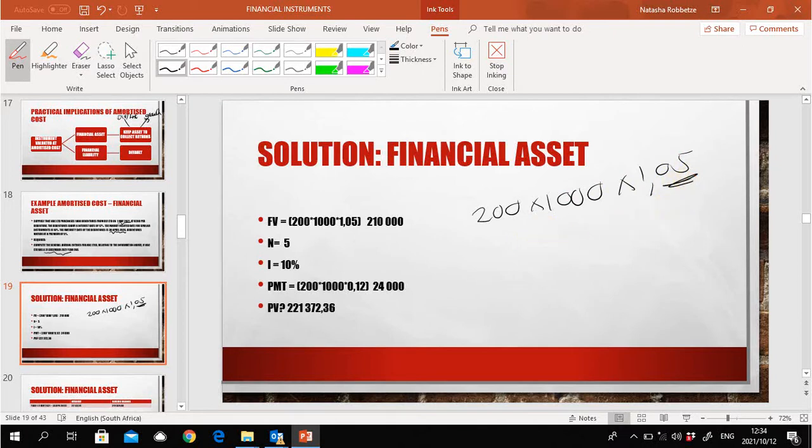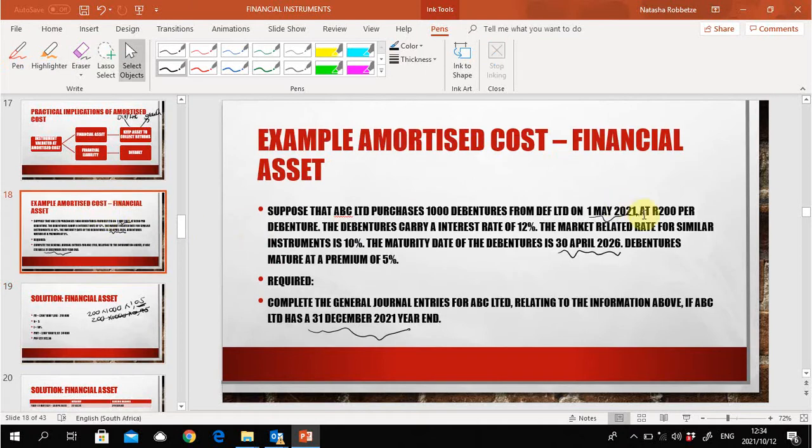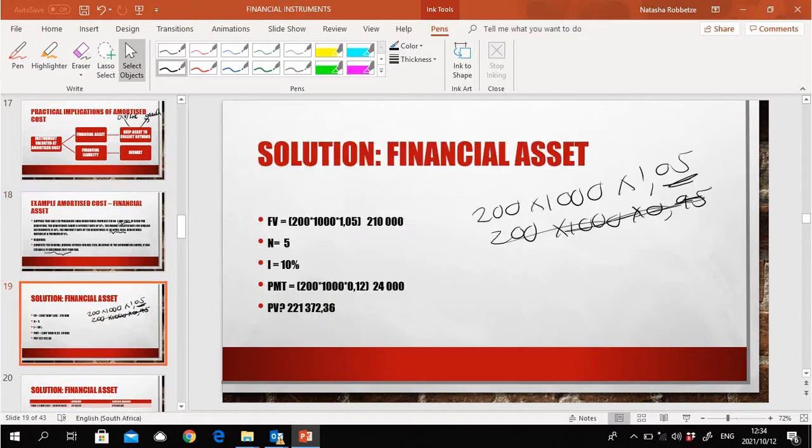Had it been a discount, if it matures at a discount of 5%, then the future value would be 200 times 1,000 times 95%. That would be for a discount. But in this question, we didn't do a discount. So I don't want to create any confusion. Then for the years, we have to count the financial years. And that is issuance date until maturity date. If I look at the issuance date, it's 1 May 2021, meaning we will then have 30 April 2022, 2023, 24, 25, 26. I count 5 years between issuance and maturity.